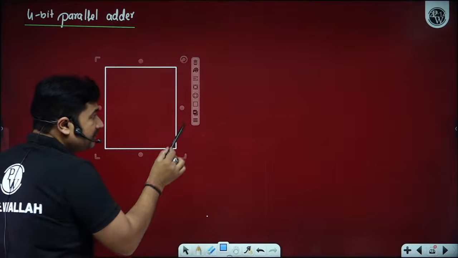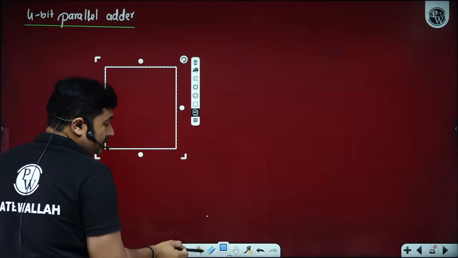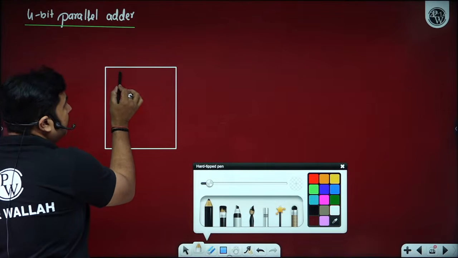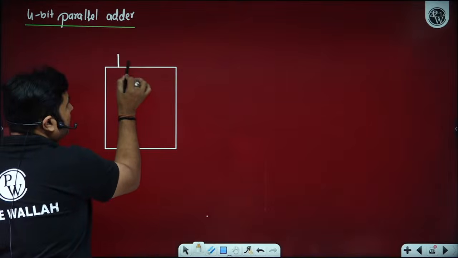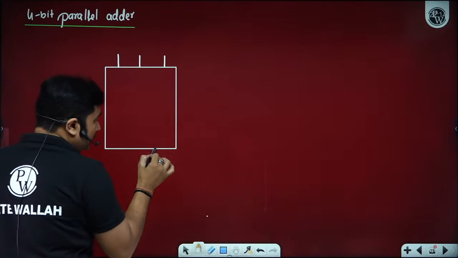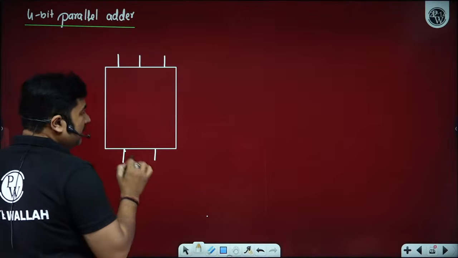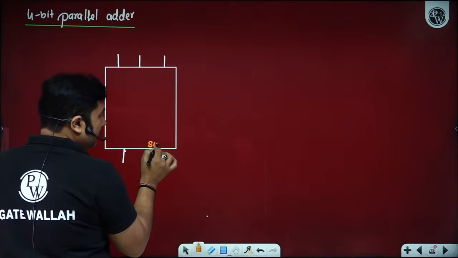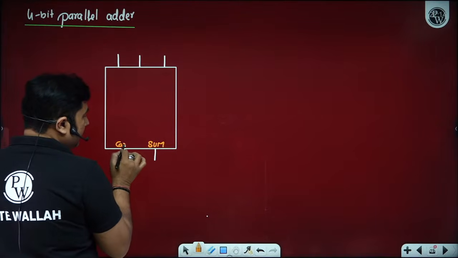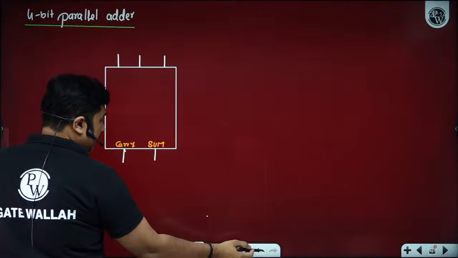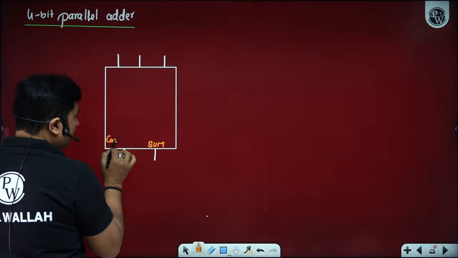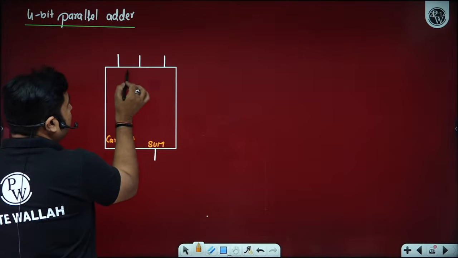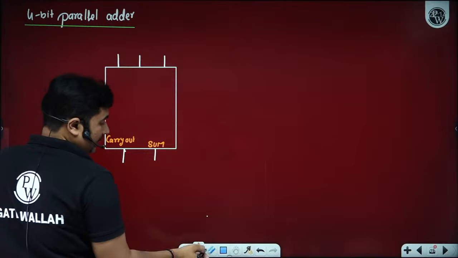Okay, so please observe here. We have one full adder. Let me show you one full adder. One full adder will have 3 inputs and 2 outputs. One is called the sum, another is called the carry. So we have a sum and a carry out, and we have inputs A, B and C. Is it okay? Yes sir.